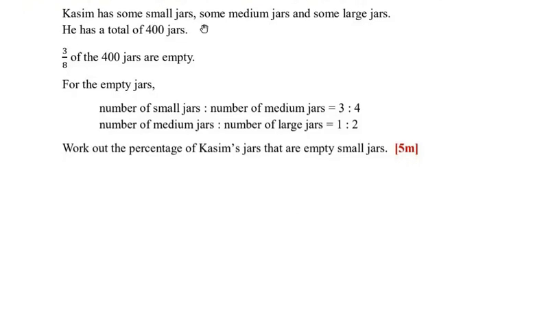Kasim has some small jars, some medium jars and some large jars. He has a total of 400 jars. 3/8 of the 400 jars are empty. For the empty jars, the number of small jars to the number of medium jars is 3:4, and the number of medium jars to the number of large jars is 1:2. Work out the percentage of Kasim's jars that are empty small jars.